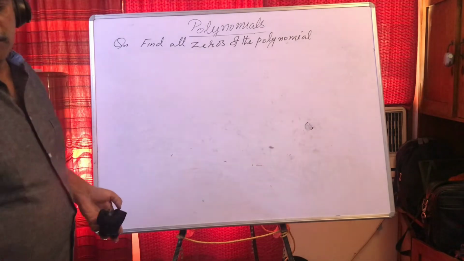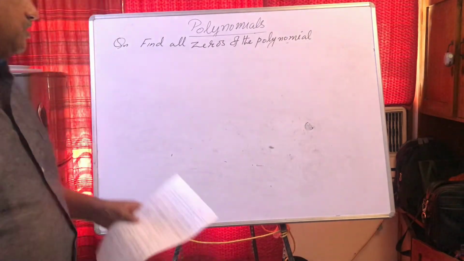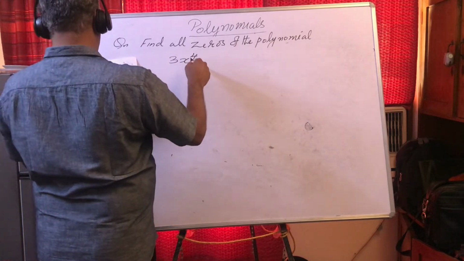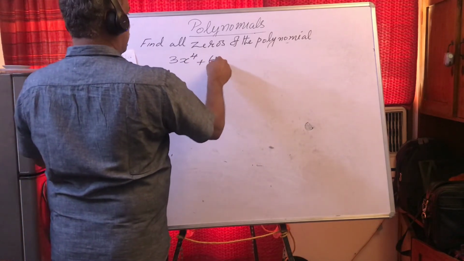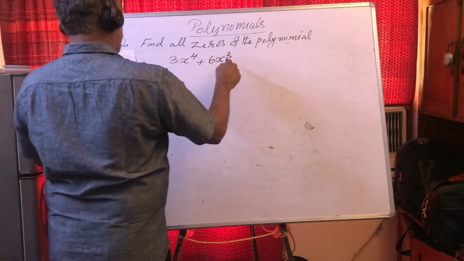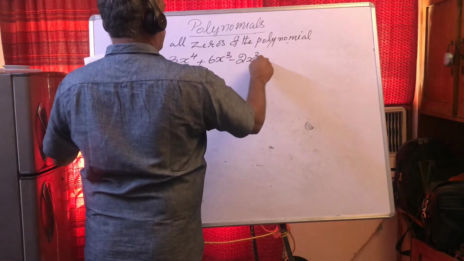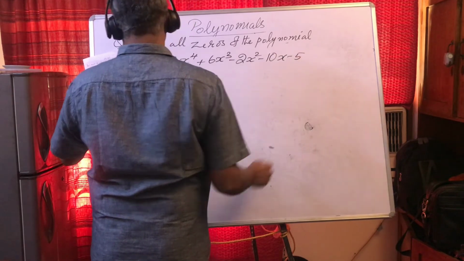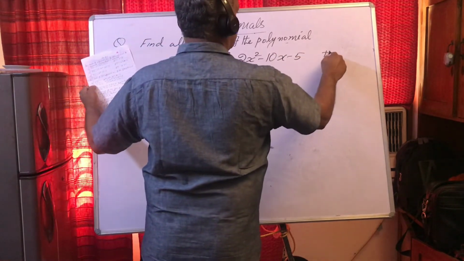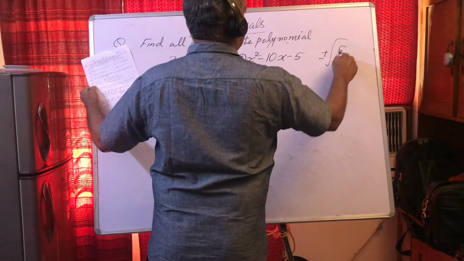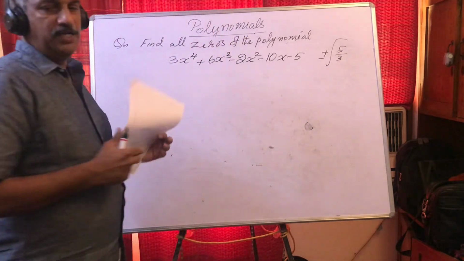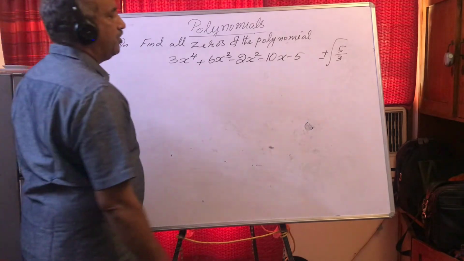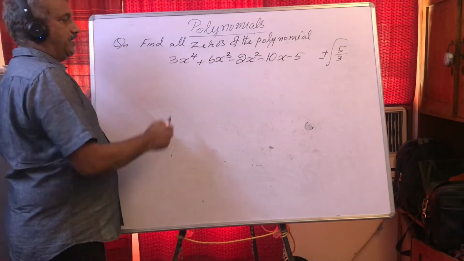So the polynomial is 3x raised to 4 plus 6x cube minus 2x square minus 10x minus 5, if two of its zeros are plus or minus root 5 upon 3. One is root 5 upon 3 and one is minus root 5 upon 3. So we will follow the same method.